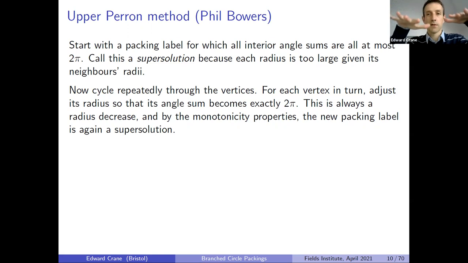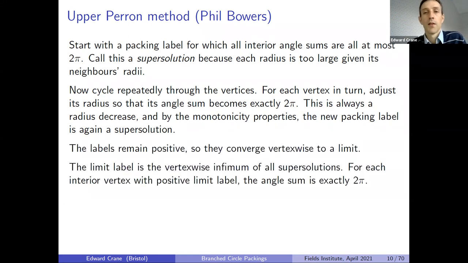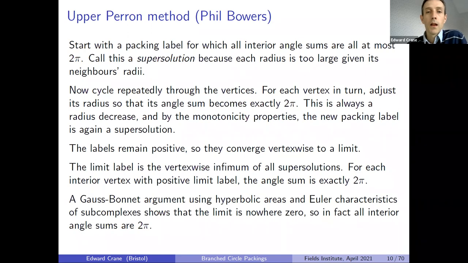So we have this sequence of approximations of putative labels getting smaller and smaller, and they're all bounded below by 0. So they must converge. And then the question is, what do they converge to? We would like them to converge to a label which is positive everywhere, because if that happens, then the angle sum at each of those vertices will be 2π. And then that's the thing we were looking for. So really, this is where the hard work in Phil's paper is. He uses the Gauss-Bonnet theorem, essentially, and these observations about hyperbolic areas being related to Euler characteristics, that's the Gauss-Bonnet part, to show that actually the limit is nowhere zero, subject to some conditions.